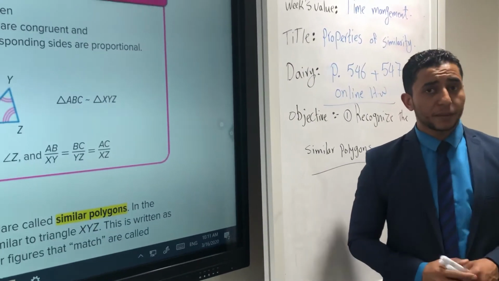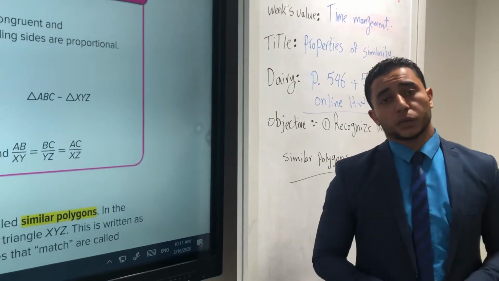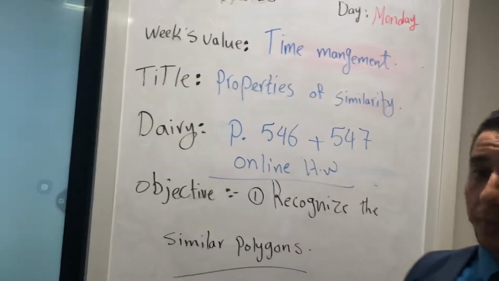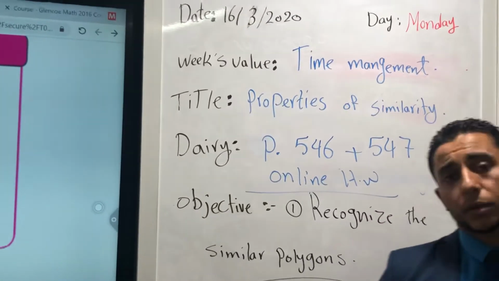This is Mr. Islam from Saudi Private School, and today we are talking about properties of similarity. Properties of similarity. And I hope you are good today.